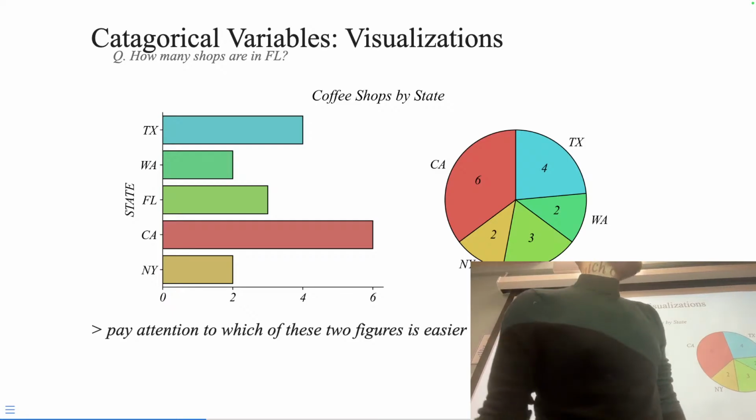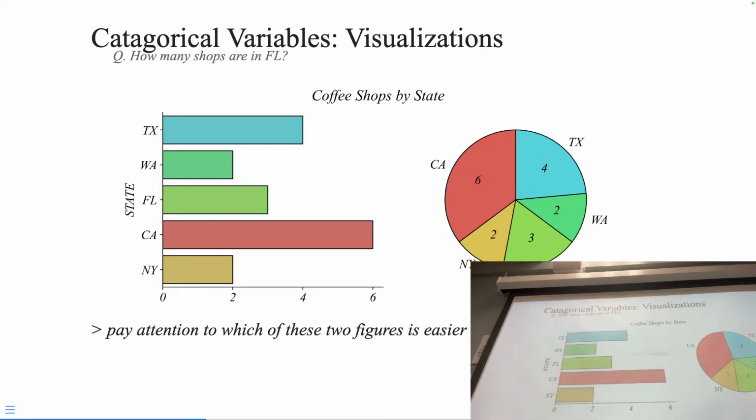So if I were to ask this question, how many shops are in Florida? I'll give you 10 seconds. Which figure is easier? Okay, hands for bar. Hands for pie. Someone want to tell me why? There were about 3 people who went for bar.